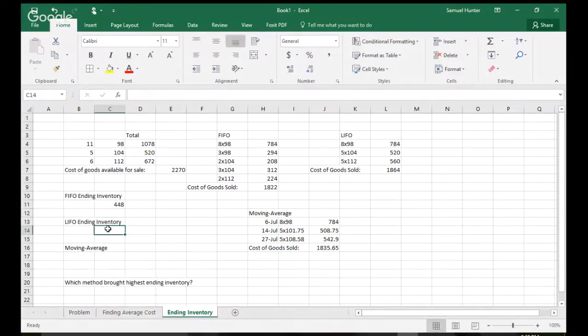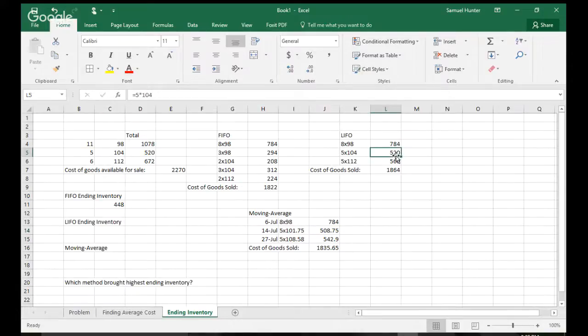Now to find the last in, first out ending inventory, we're going to go over here. When we made our first sale of 8, the only purchase we had made so far was 11 at a unit cost of 98. So 8 times 98 is 784. Then we made a purchase of 5 units at 104, so that's going to go first on our next sale. We sold 5 at $104 per unit.